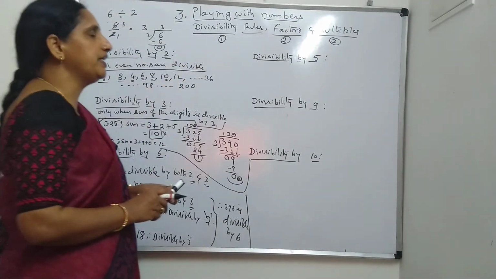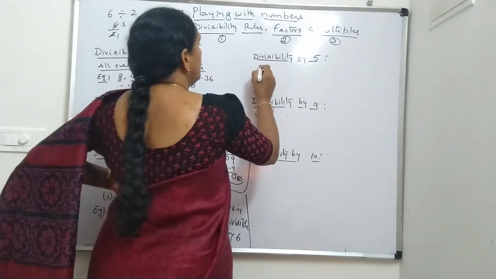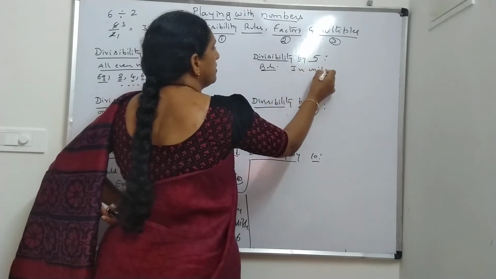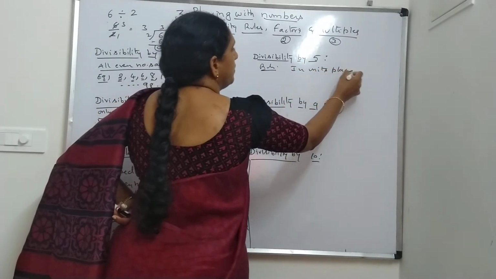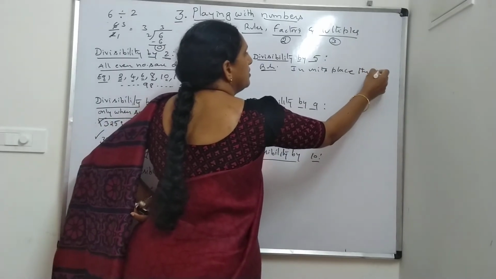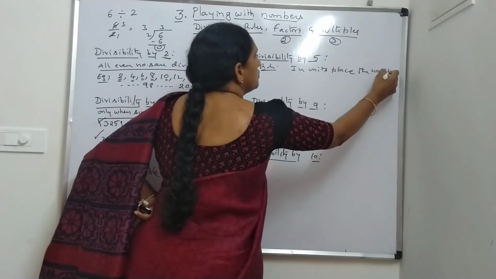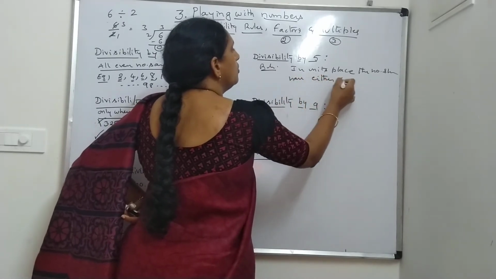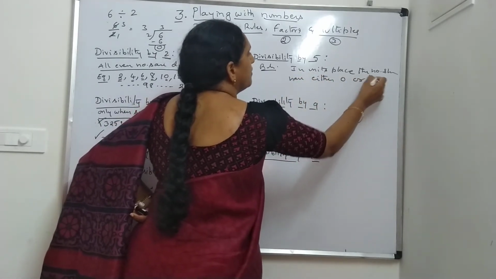Right. Next, divisibility by 5. Very easy rule. What is the rule here? In units place, the number should have either 0 or 5.